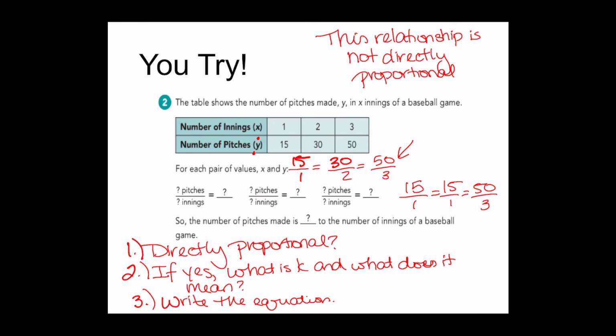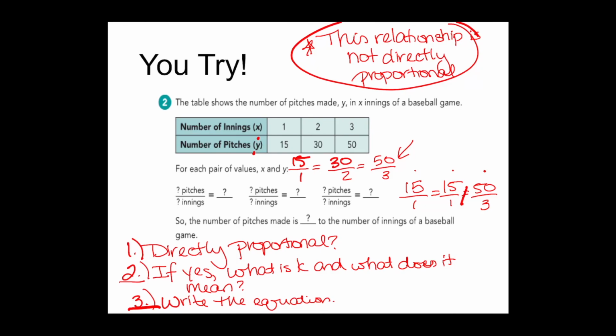To determine whether or not this is a direct proportion, I need to simplify each of these ratios. So we have 15 over 1. 30 over 2 does simplify to 15 over 1. But 50 over 3 does not. It stays 50 over 3. That's in its simplest form. So here, these are not equal to each other, which means this relationship is not directly proportional. And because it's not directly proportional, we cannot answer 2 and 3. We just leave it here. The relationship is not directly proportional.